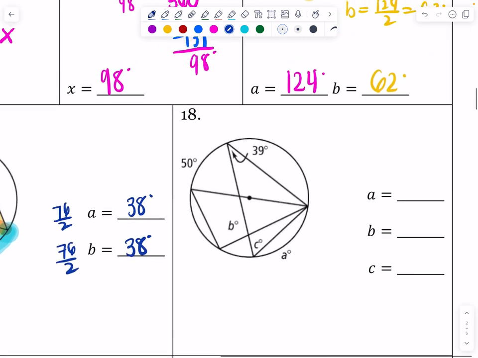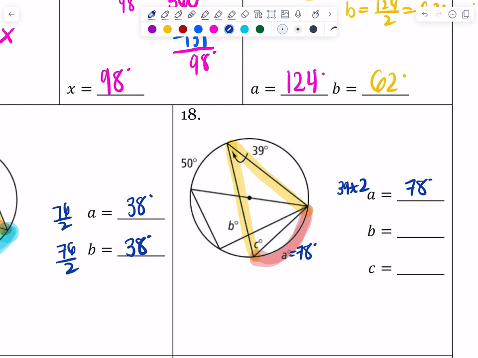All right, 18, and then we will pause. The first thing I see is an inscribed angle here. So I know that if that's 39, the arc across from it is going to be 39 times 2. So for A, we're going to do 39 times 2, and when we do that, we get 78 degrees. So that arc is 78. I'm also going to write it in the picture.